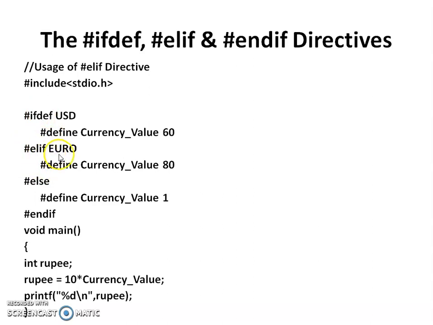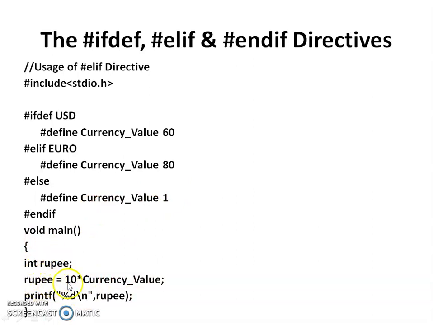Else if, I'm checking whether euro is defined or not. Here euro is also not defined. So in this case this is also false, then I'm going ahead with the else part. Because USD is not defined and euro is not defined, that's why I am going to the else part of this. Then it's going to write hash define currency value as 1, and it is going to substitute this currency value as 1 whenever this is used inside the main program. Let's go ahead with the main program here.